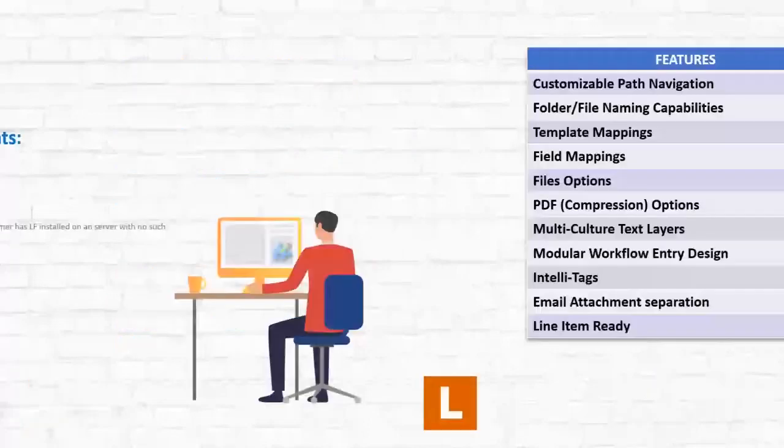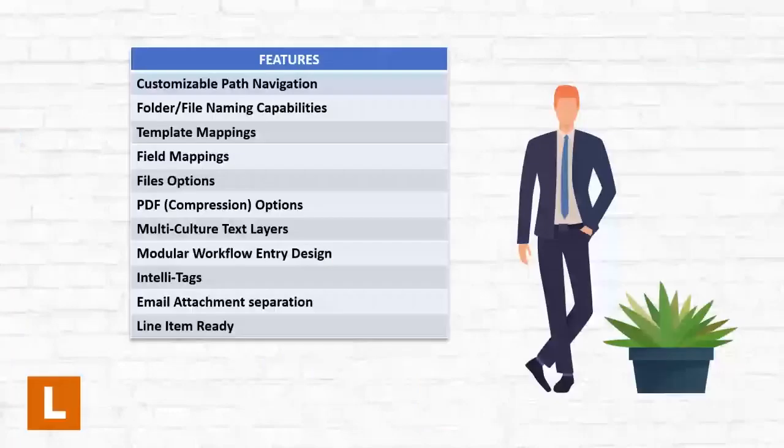So in terms of the features, we have customizable path navigation, folder and file naming, template mapping, which also includes the field mappings, your file options, including PDFs, multicultural text layers for the PDF writings, modular workflow entry design, and IntelliTags, email separation or email attachment separations, and it is line item capable, okay? So now imagine all of that functionality being handled by a perfect employee. Well, you can expect those perfect results.